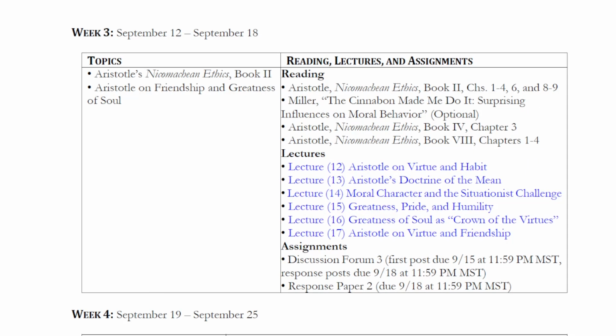To take another example, if we move to week 3 of the course schedule, we can see that response paper 2 is due by the end of the day on Sunday of week 3. Now, in the vast majority of cases, the response papers will always be due by the end of the day on Sunday. There could be some rare exceptions in some cases, so remember to always consult the actual course syllabus and the weekly instruction letters for the correct due dates for all assignments.